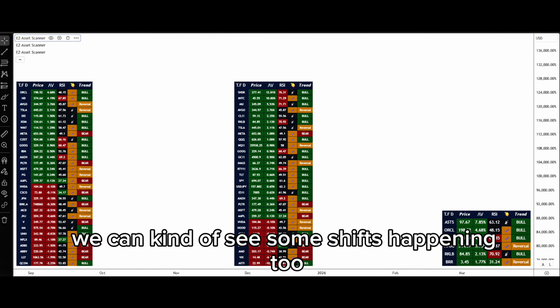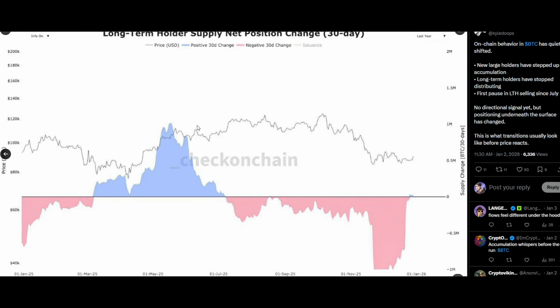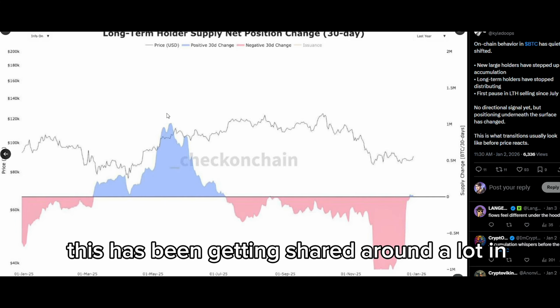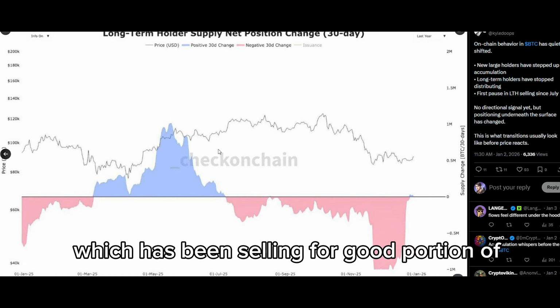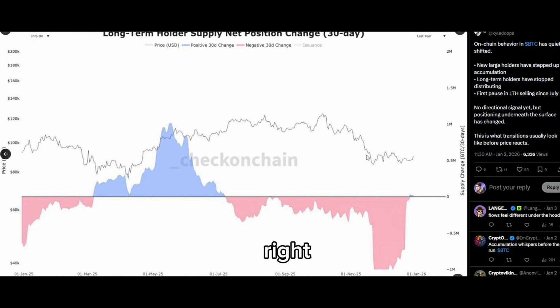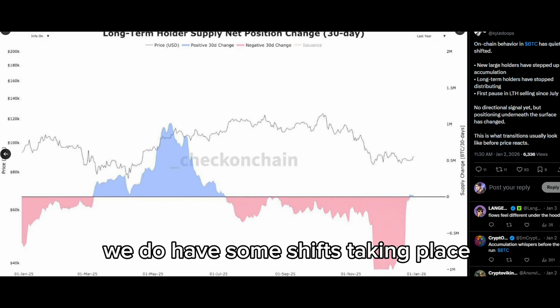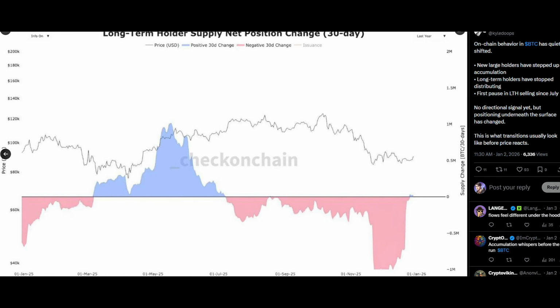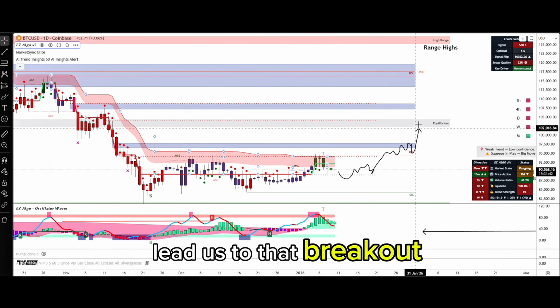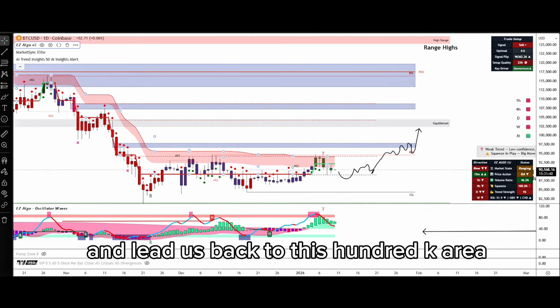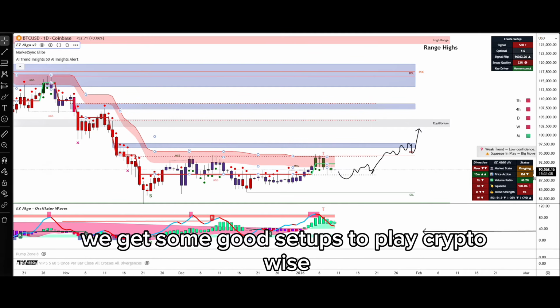But we can kind of see some shifts happening too. This has been getting shared around a lot: long-term holder supply, which has been selling for a good portion of almost a year, right? It's finally shifted, kind of rapidly, at these lows. So we do have some shifts taking place. Hopefully that is enough to lead us to that breakout and back to this 100K area, and we get some good setups to play crypto-wise.